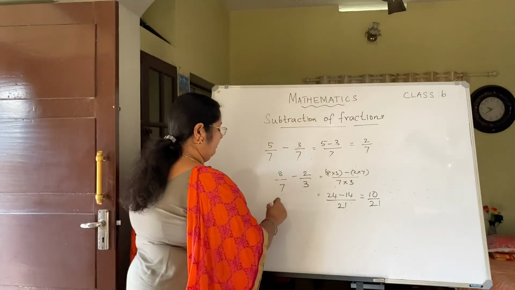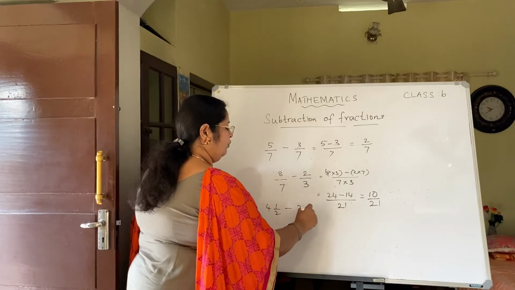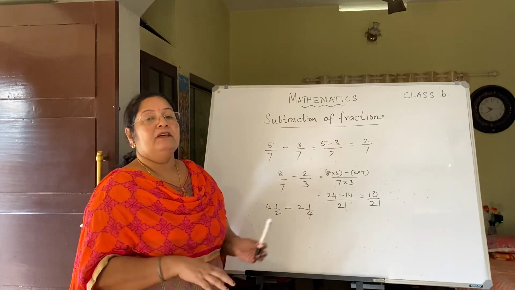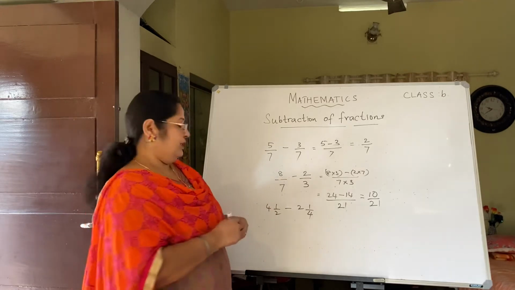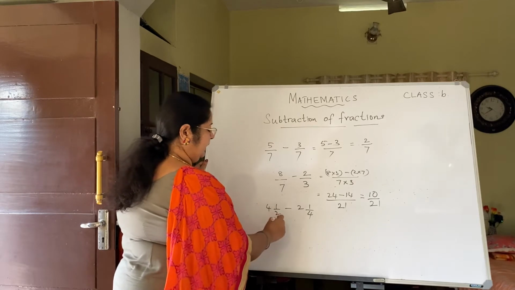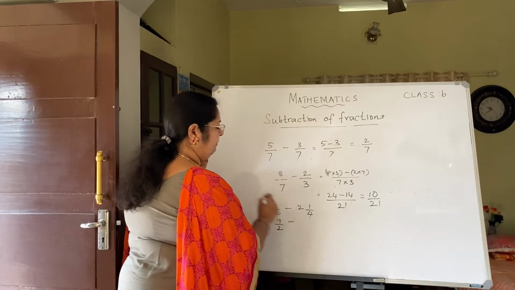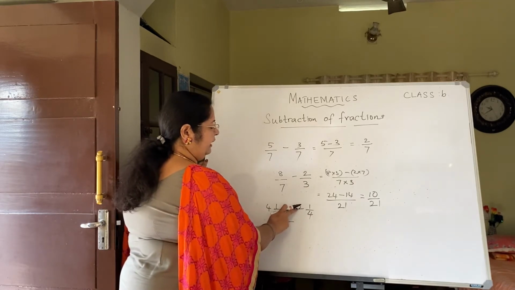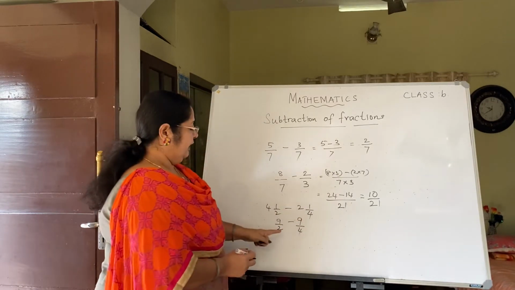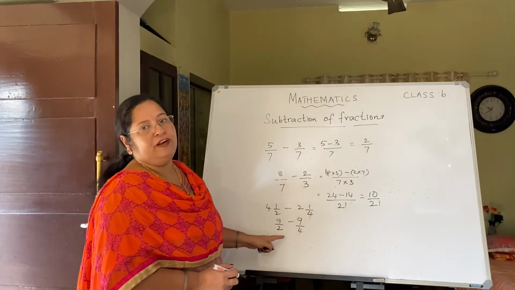Now suppose you have a mixed fraction, say 4 1 by 2 minus 2 1 by 4. It's a mixed fraction. So what is the first step here? Convert it into an improper fraction. So 4 1 by 2 is 2 into 4, 8 plus 1, 9 by 2, minus 4 into 2, 8 plus 1, 9 by 4. Now you have got improper fractions.